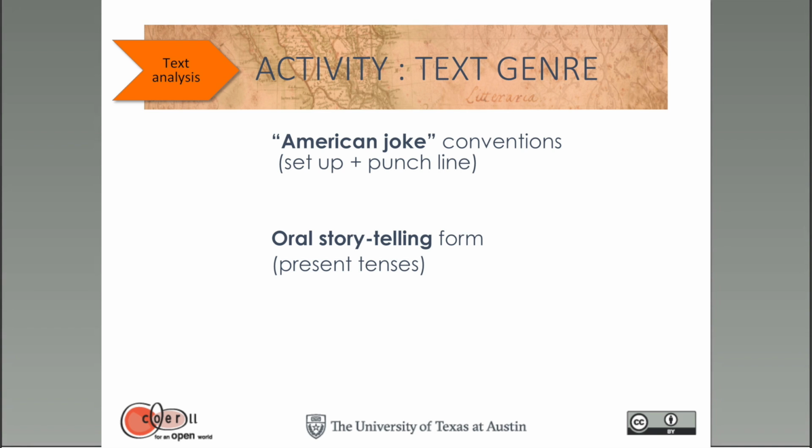the text, let's unpack meaning and see. You had a wonderful range of responses to the text. So let's see how this might fit in with a basic textual analysis of how meaning was made in this text. First we examine text genre, and we can see that it follows what you might think of as an American joke, the conventions of an American joke. You have a setup and a punchline, and you also have it in oral storytelling form, and we can see that through the use of present tenses to draw in the listeners.